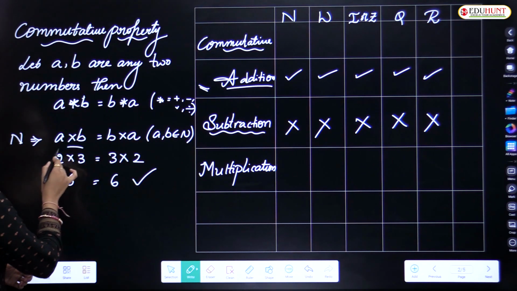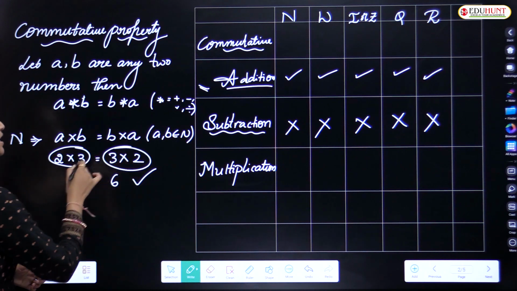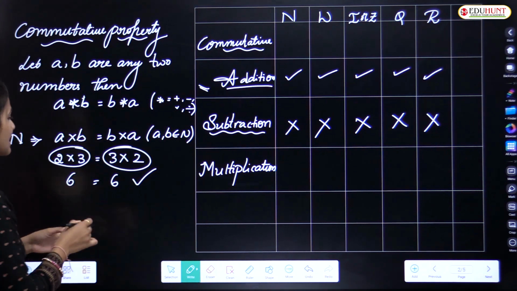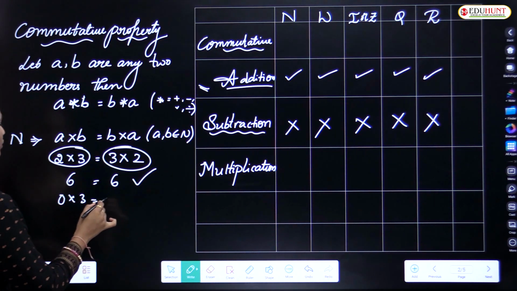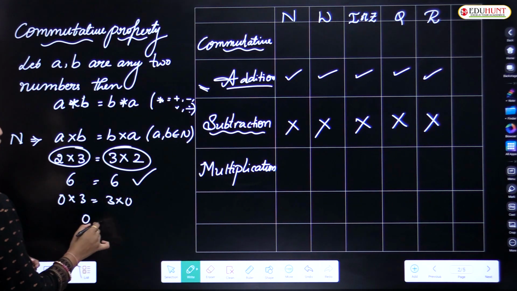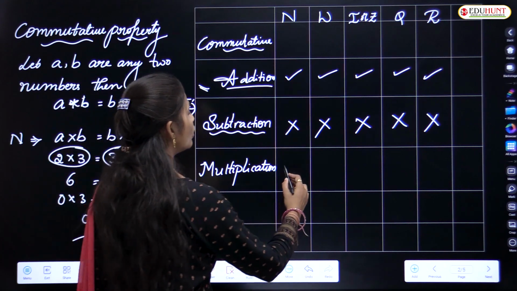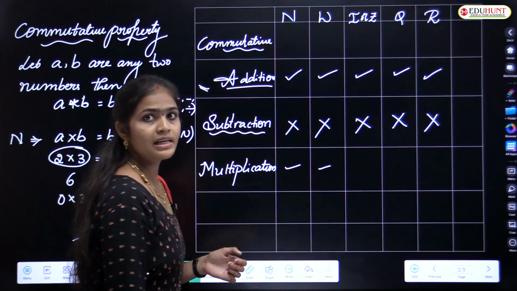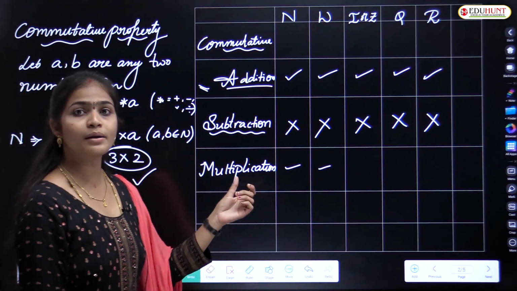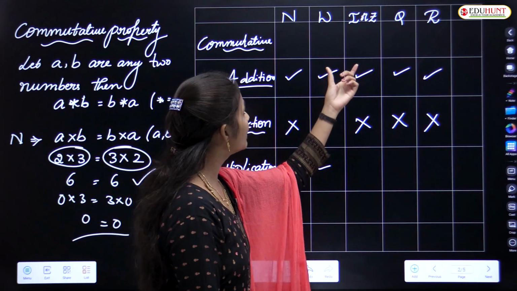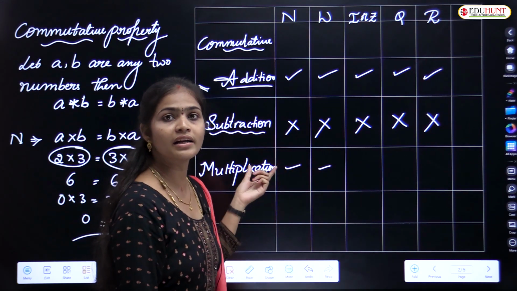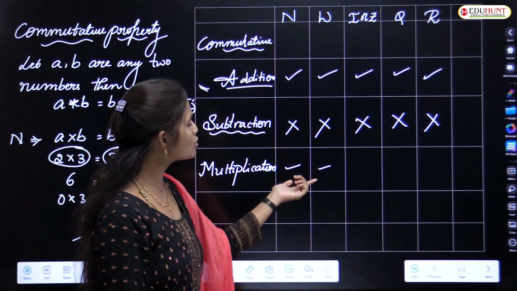And we can take these two numbers as whole numbers also. If you take 0 into 3 is equal to 3 into 0, here also we will get the same result. So it is satisfying for whole numbers also. So natural numbers are commutative under multiplication, and whole numbers are commutative under multiplication. So these two hold.